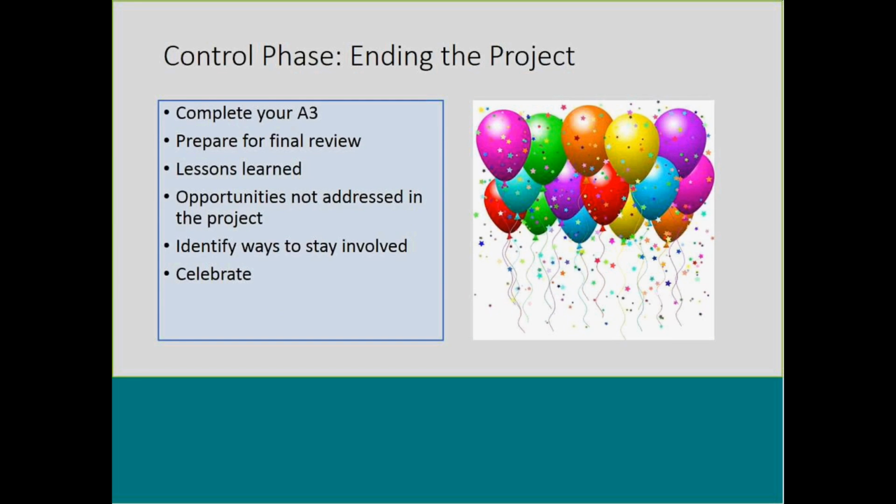And finally, when you're ending the project, it's time to celebrate. Complete your A3, prepare your final review, lessons learned, opportunities that you maybe didn't address in the problem. This is good for a couple of reasons, because you may have identified things that are important to the success of the overall process, but it was out of scope in your original project, or maybe you just didn't have the actual time to dive in and fix it. So it's also important to include opportunities that were not addressed in the particular project.